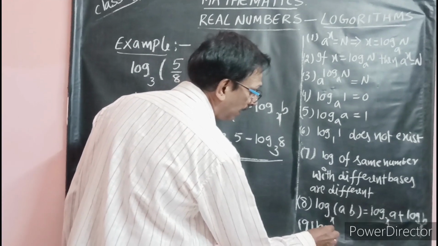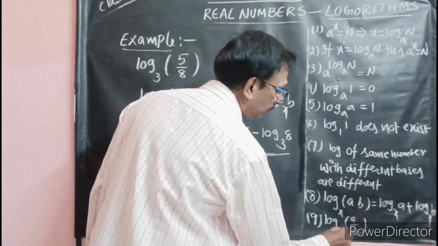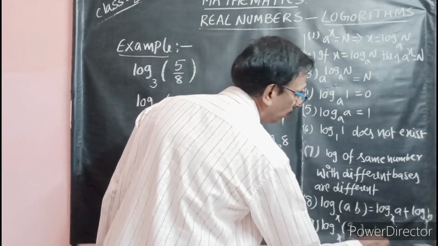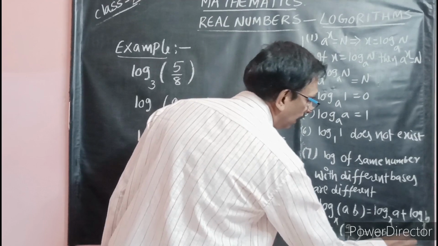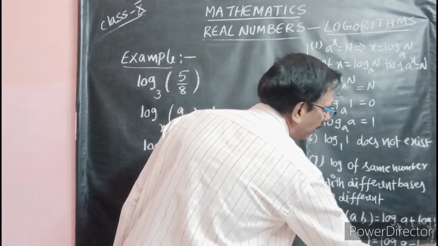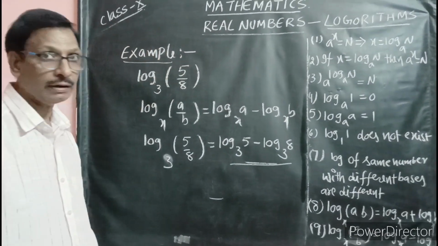Formula number 9: log a by b to the base x is equal to log a to the base x minus log b to the base x. This is law number 9.